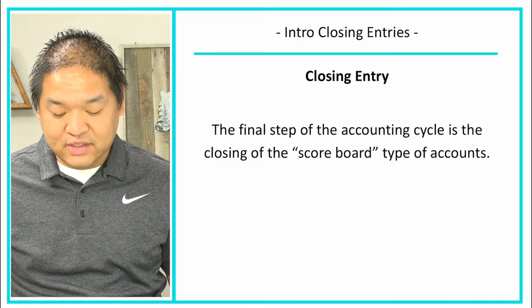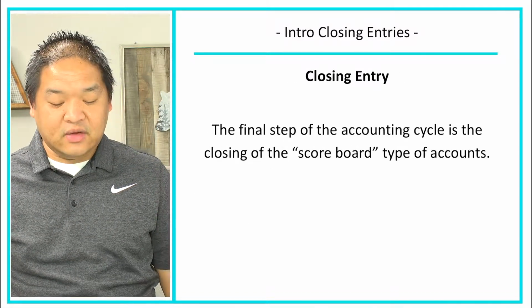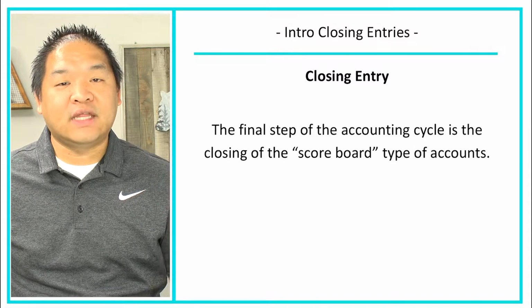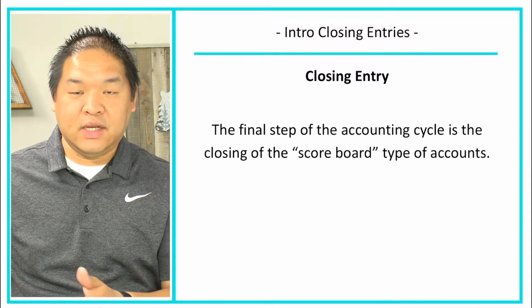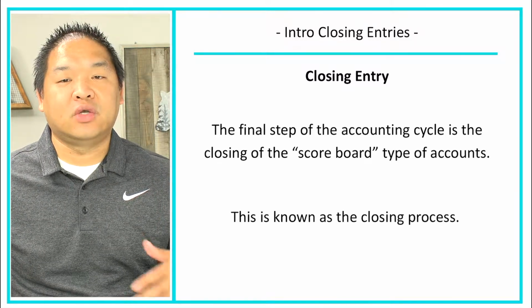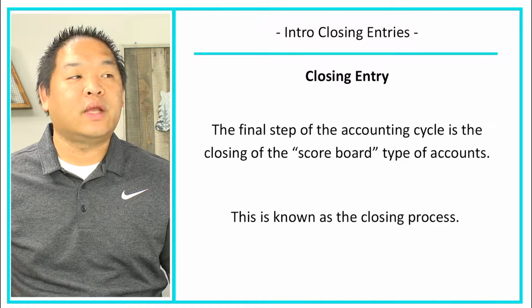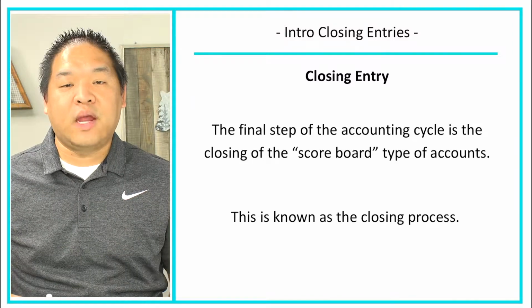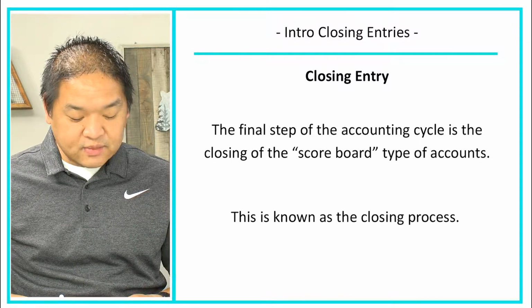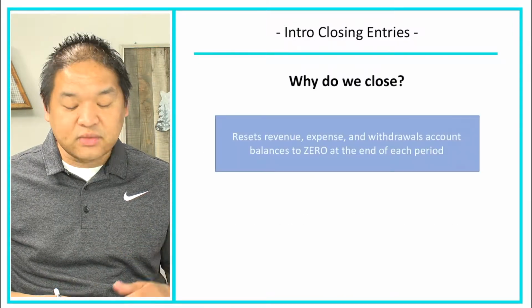Now, the closing entries are the final step of the accounting cycle, in that we are closing the scoreboard type of accounts in order to get them ready for the new game, the new year. This is known as the closing process. The closing process is when we clear the scoreboards and get them ready for next year's transactions. So why do we close? Well, here are the reasons.